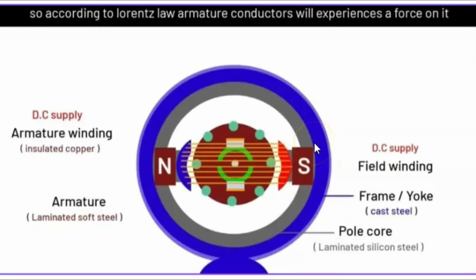So we give DC supply to the field winding. As a result, constant flux is produced, and we also energize the armature winding through brushes and commutator. Whenever a current carrying conductor is placed in a magnetic field, the conductor experiences an electromagnetic force in the tangential direction from the Lorentz law. Here also, the current carrying armature conductor is placed in the magnetic field, so according to the Lorentz law, the armature conductors will experience a force. As a result, the armature starts to rotate. The direction of rotation is determined by Fleming's left-hand rule, and the commutator and brushes play a very important role. It reverses the current at the half rotation, so that the armature will rotate in the same direction.